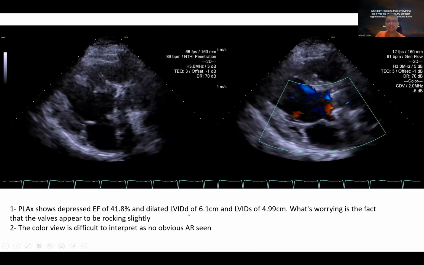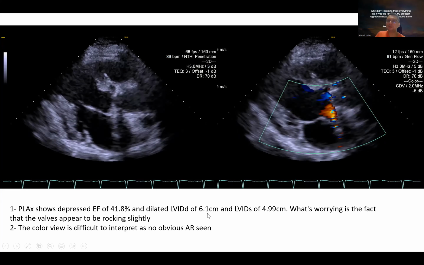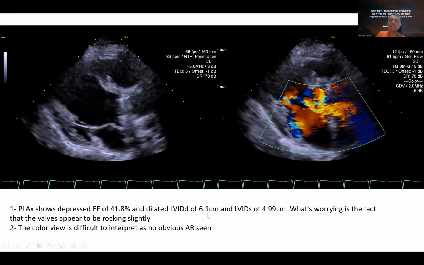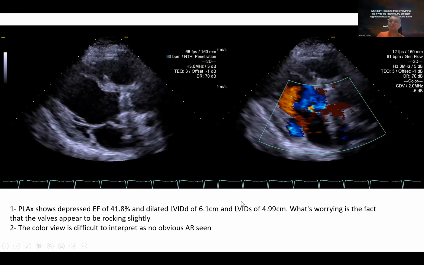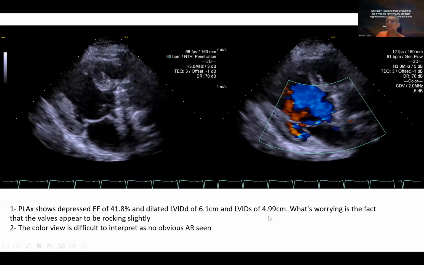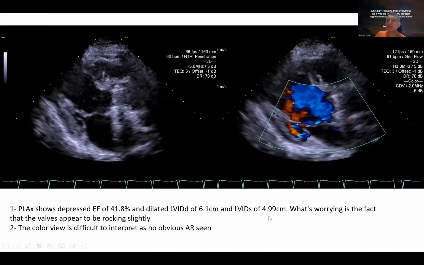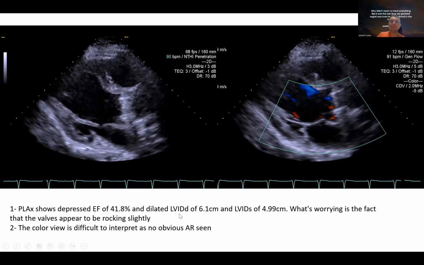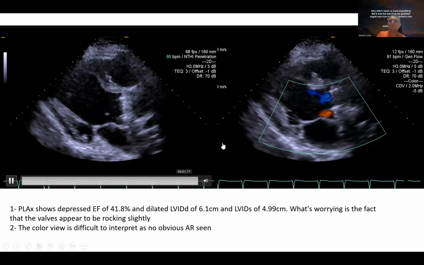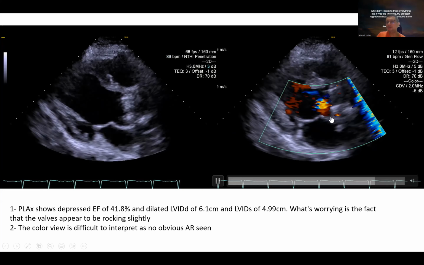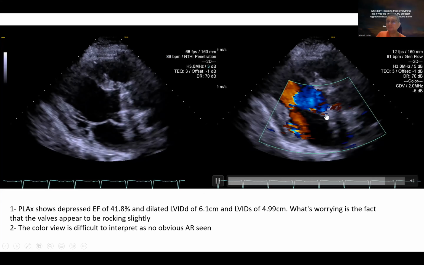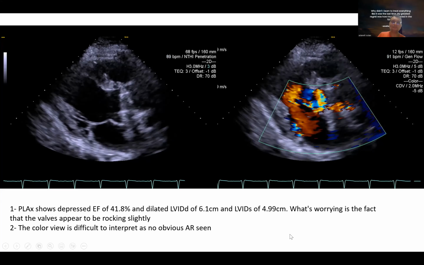You can see that the LV is dilated at 6.1. Remember, for female, the upper limit is 5.2 and for male is 5.8. The systolic dimension is also high. The upper limit for male is 4 and for female is 3.5 centimeters. When you look at the parasternal long axis view, it's difficult, but there is definitely paravalvular regurgitation there.